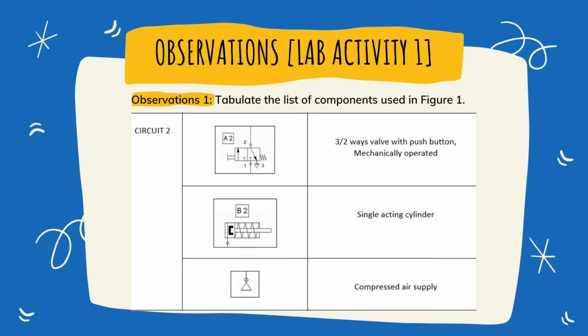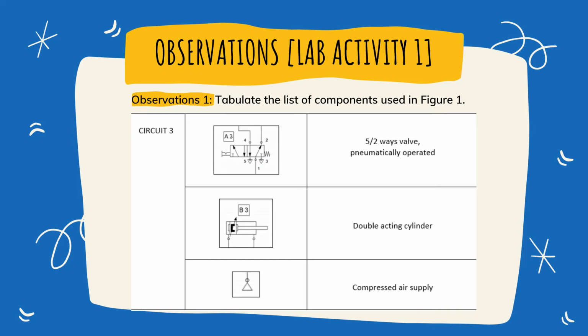Okay, next, for circuit number 2, A2 is a 3/2-way valve with push button, which is mechanically operated. B2 is a single acting cylinder, and the last one is the compressed air supply. Okay, for circuit number 3, we use a 5/2-way valve, pneumatically operated, a double acting cylinder, and compressed air supply.